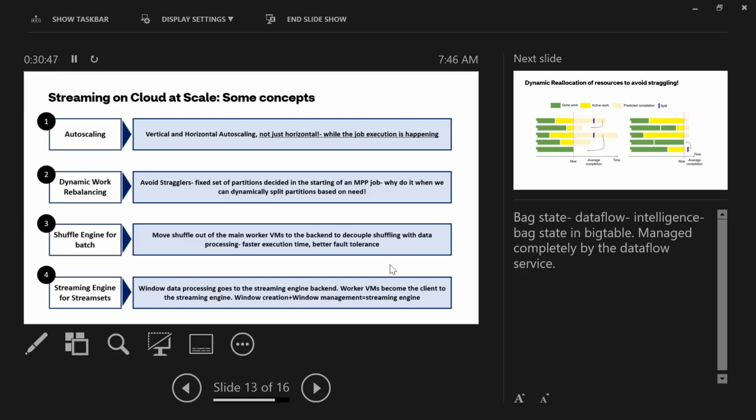Google Cloud Dataflow is one of the services which provides vertical autoscaling. How do you do vertical autoscaling? So let's assume we have a job. That job does 3 steps.